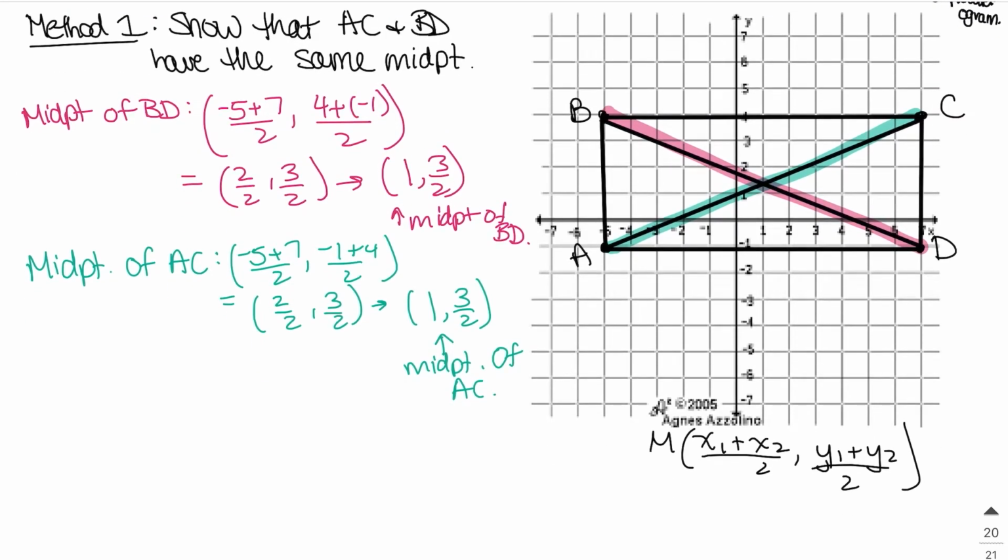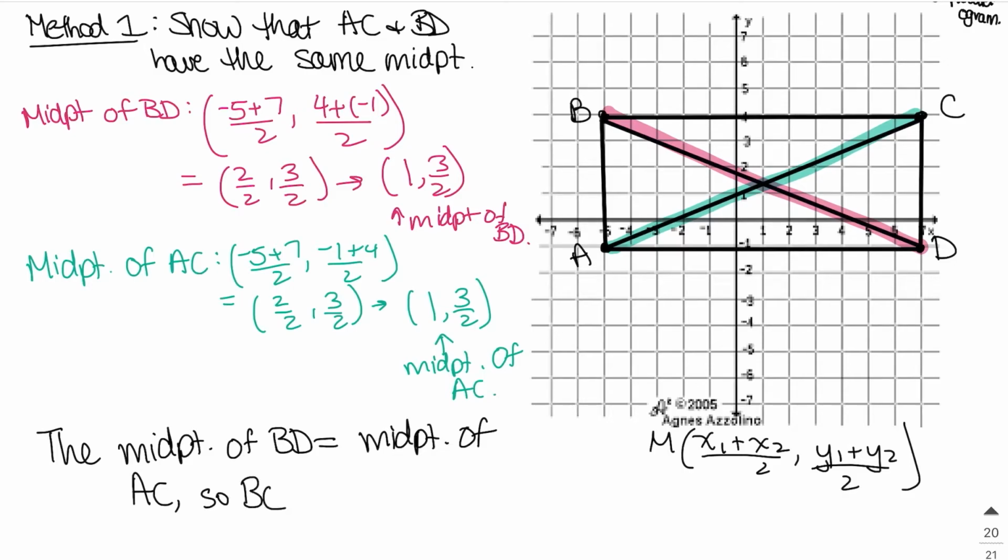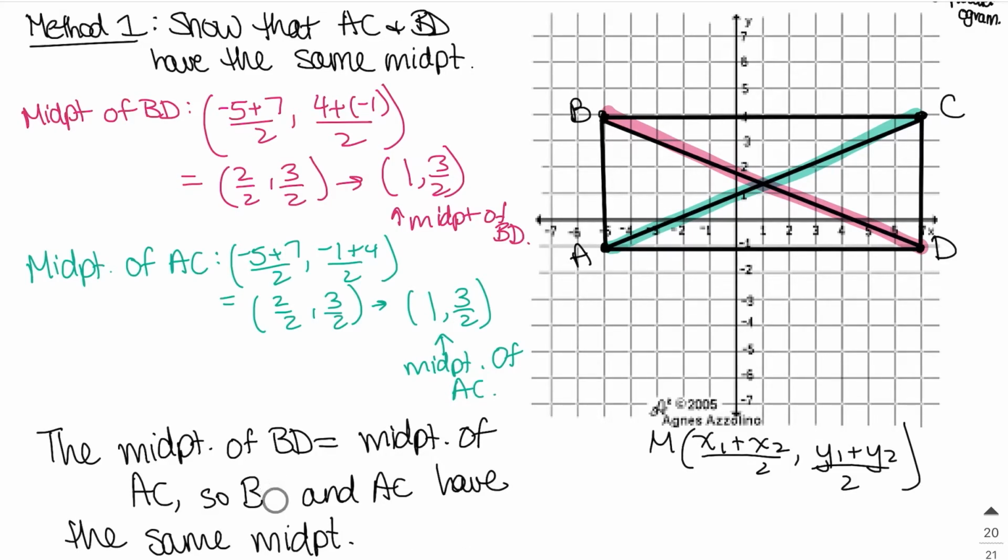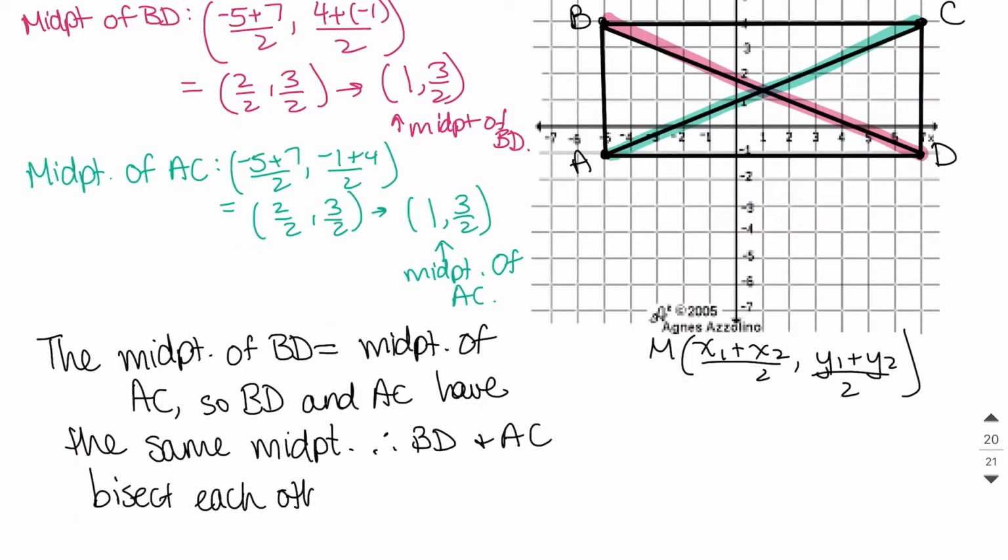So we can say here that the midpoint of BD is equal to the midpoint of AC. So BD and AC have the same midpoints. Therefore, BD, I apologize, I said BC and this should say BD. So we can say, therefore, BD and AC bisect each other. And that's how we've proven that BD and AC bisect each other.